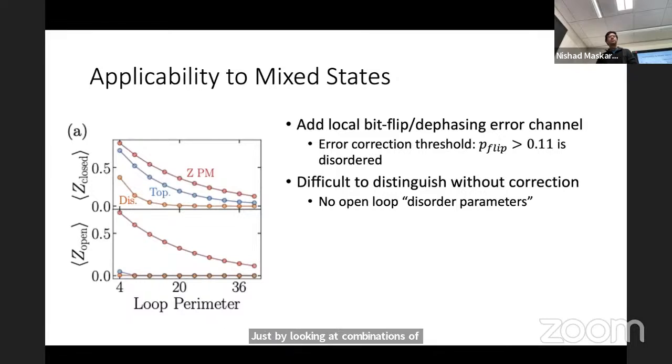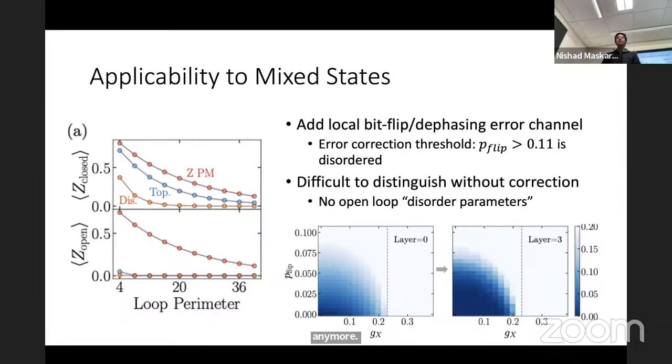In particular, for those of you who are familiar with the FM disorder parameter, the disorder parameter relies on distinguishing paramagnet and topological by comparing the ratio of open loops to closed loops. However, this ratio of open loops to closed loops is going to be zero in the disordered phase as well, with high error rate. So the disorder parameter doesn't work anymore when you have incoherent errors.